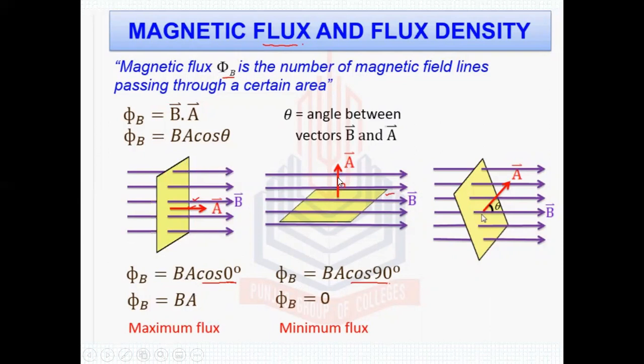When it is perpendicular, there will be minimum flux, right? There will be no induced current. As we have discussed earlier, when the angle between the area vector and the magnetic field lines is 90 degrees, then the total flux passing through this area will be 0. So this is the minimum case. If the angle is between 0 and 90, then the magnetic flux will be BA cos theta.